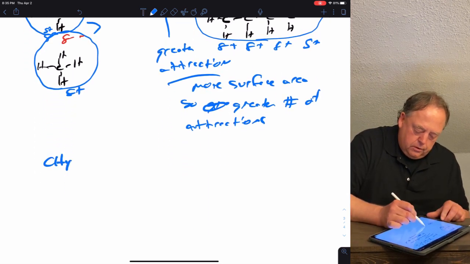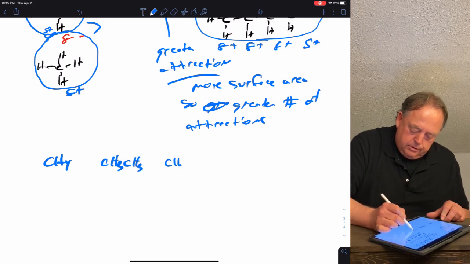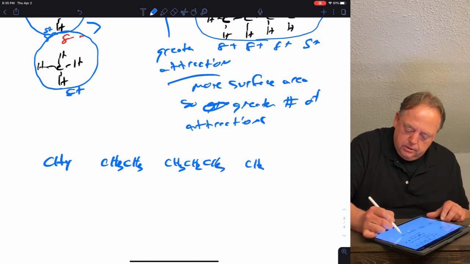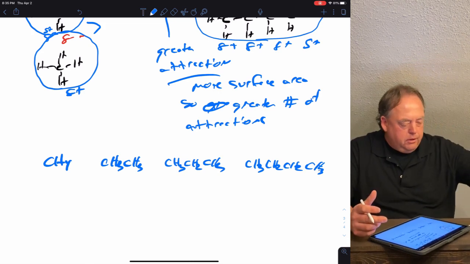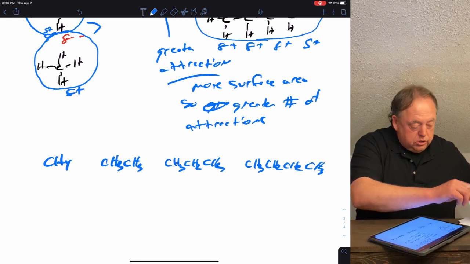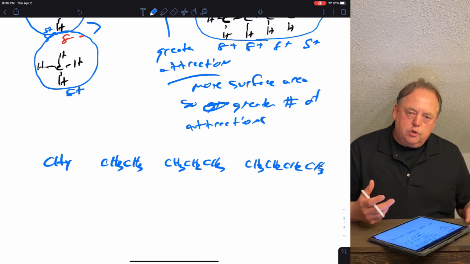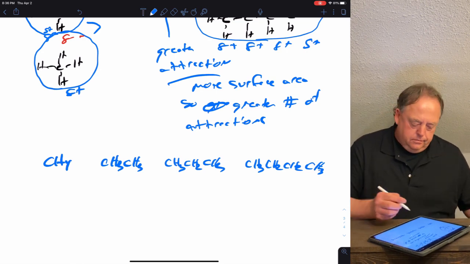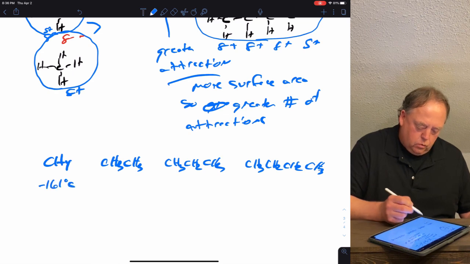So CH4, CH3 CH3, CH3 CH2 CH3, and the butane, CH3 CH2 CH2 CH3. So again, this is reflected in the physical properties like boiling point. If we look at the boiling points of these molecules, which one's going to have a higher boiling point would be the one that has more intermolecular attractions. So butane. So CH4 has a boiling point of negative 161 degrees Celsius.